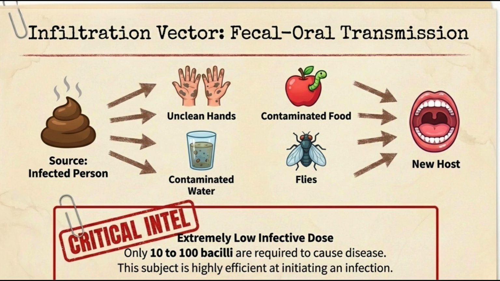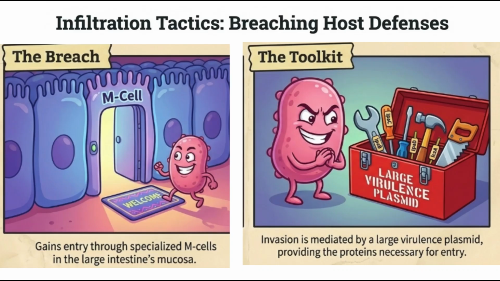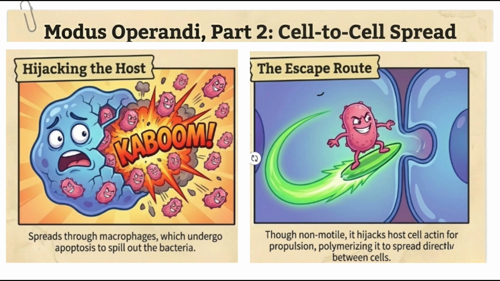So, the infection by Shigella causes bloody diarrhea with mucus, abdominal cramps, fever, accompanied by nausea and vomiting. This Shigella usually invades the mucosa of the large intestine, gaining entry through M cells. This entry is mediated by a large virulence plasmid, which means that Shigella possesses a genetic toolkit of proteins that aid in its entry. It spreads through macrophages, which undergo apoptosis to spill out the bacteria.